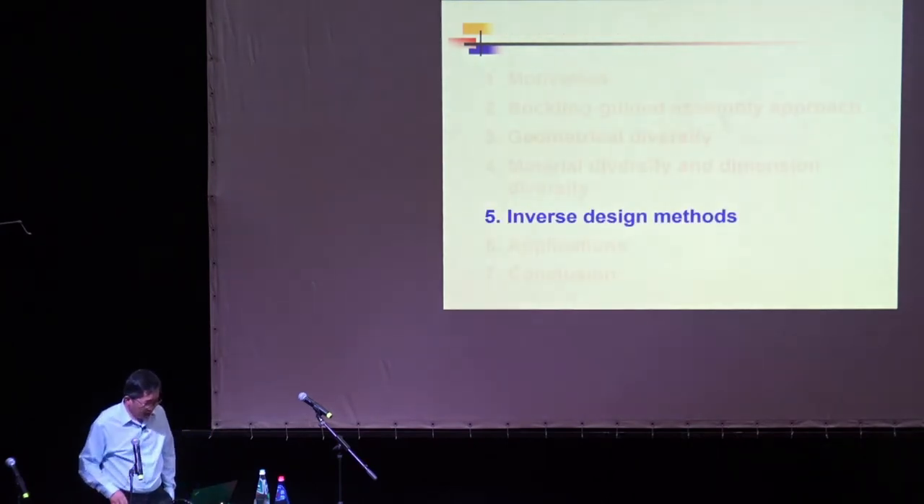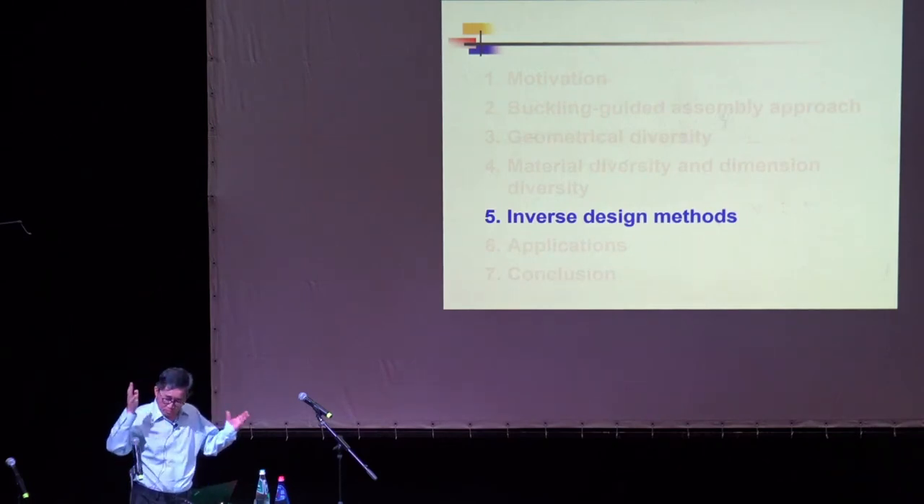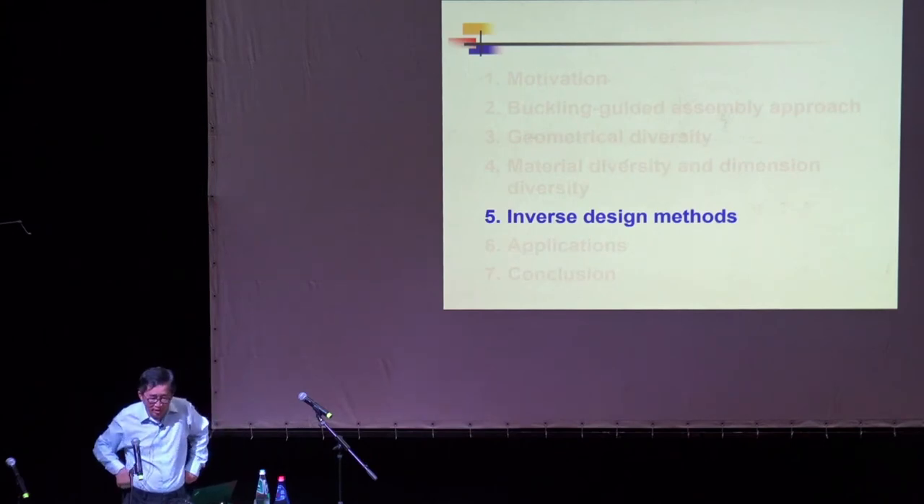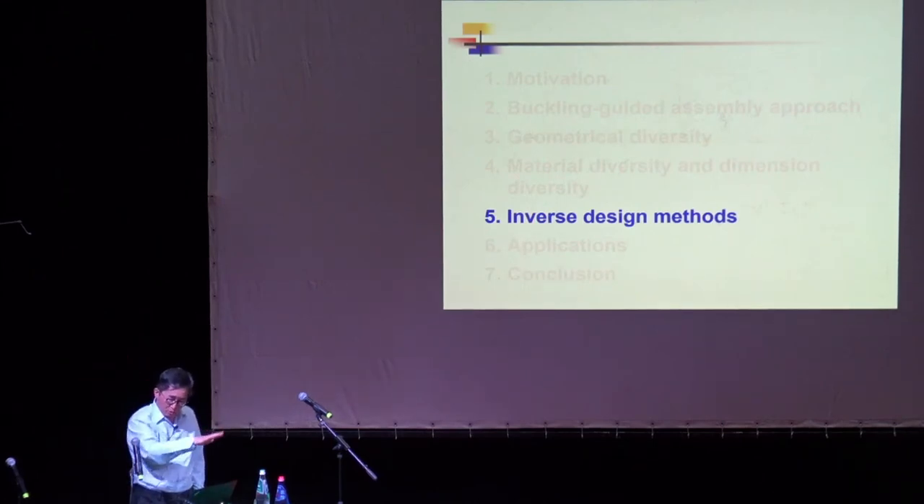Another challenge that shows up is you can design a two-dimensional pattern and pop it into 3D. But the real problem is you have a 3D shape in mind, like this house, this beautiful building. You have a 3D shape in mind. How do you design the two-dimensional pattern to finally pop up into the desired target shape? So this is what we call inverse design. You have a 3D shape in mind, how do you design the 2D?